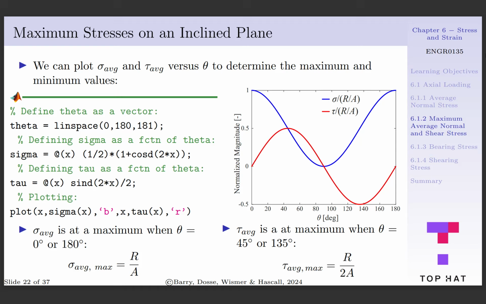If we look at the average normal stress, shown by the blue line, we can see the maximum values occur when theta is equal to 0 or 180 degrees. So, when the plane is mutually orthogonal to the axis that defines the center line of the member, normal stress is maximized and is equal to R per A. Looking at the average shear stress line in red, we see the maximum occurs when theta is equal to 45 or 135 degrees. When this occurs, the maximum shear stress is equal to R per 2A.